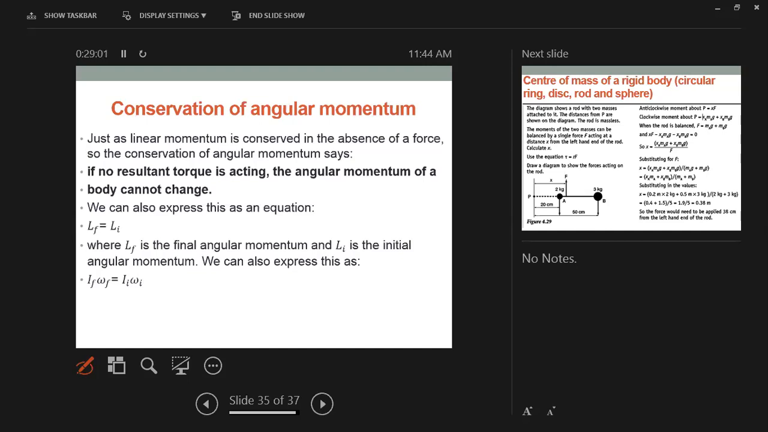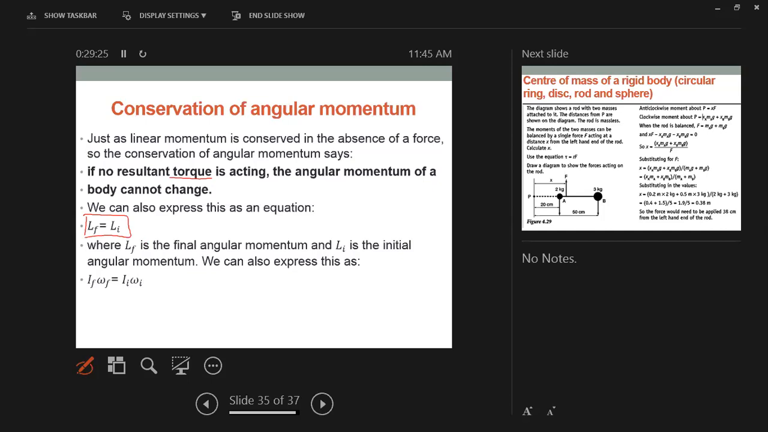momentum. If there is no resultant force, we were saying, the momentum will be preserved or conserved. Here, instead of force, we are using torque, resultant torque. If there is no resultant torque acting, the angular momentum of a body cannot change. Okay, so the final momentum will be equal to the initial momentum.